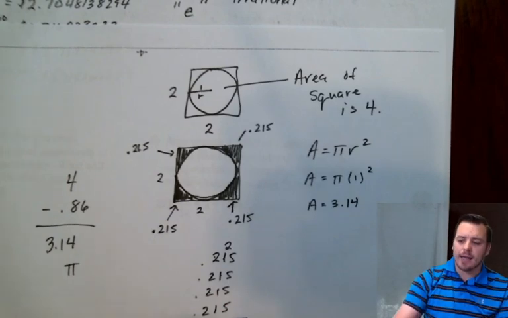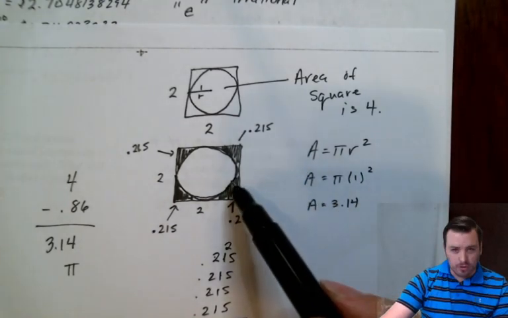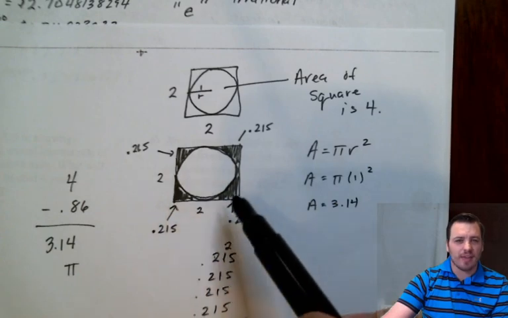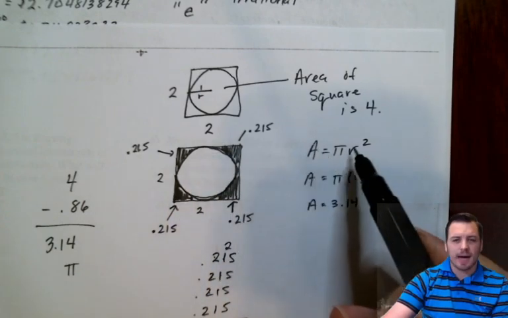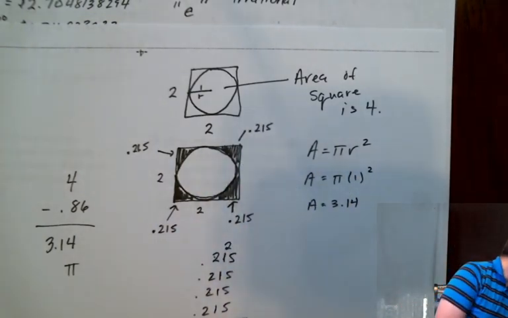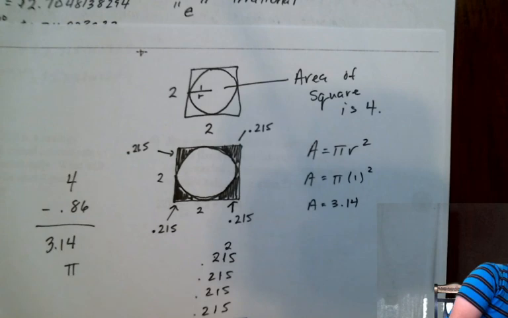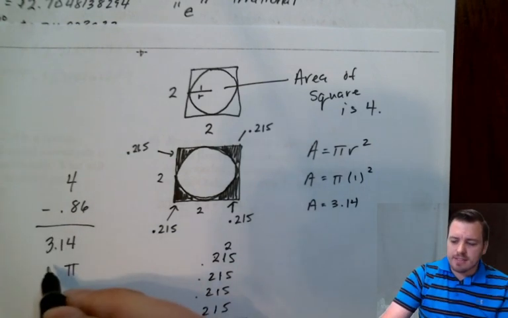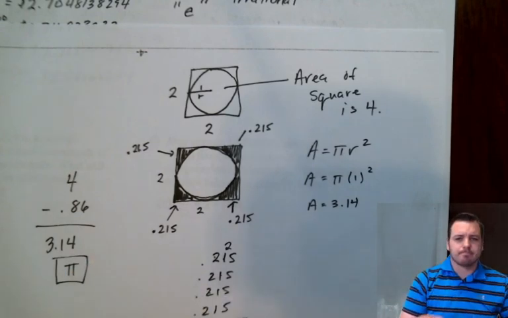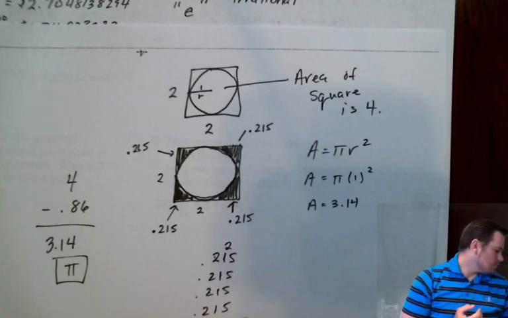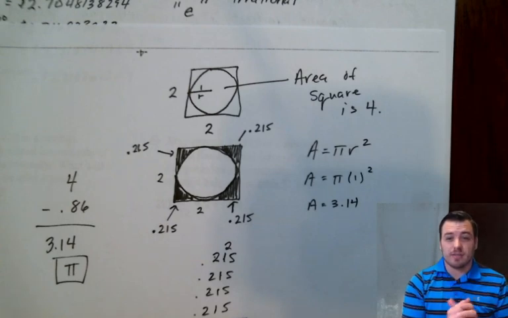That's why pi is associated with circles, because this is true with every circle. It's pi times the radius squared. And that's where the whole pi comes from. Does that make sense? Does that make a little sense of where pi comes from?